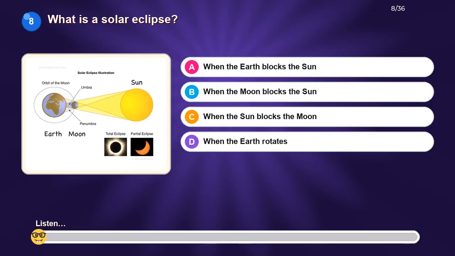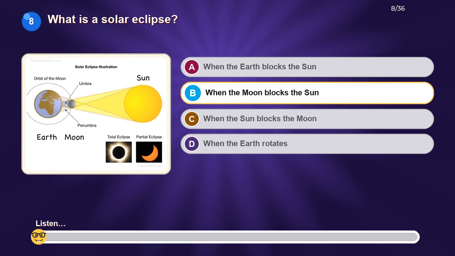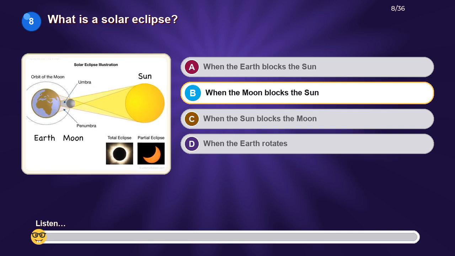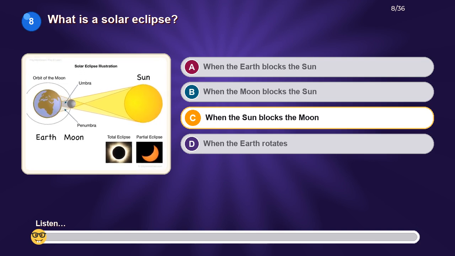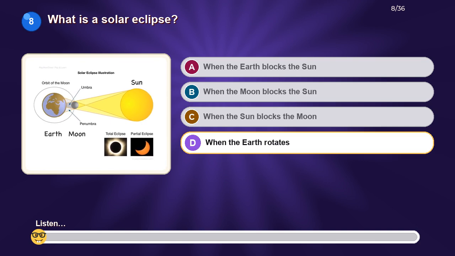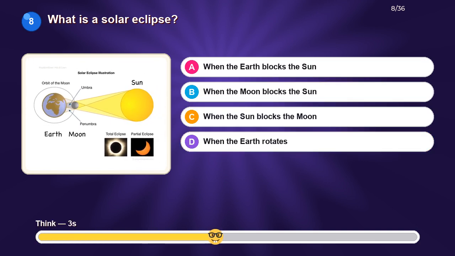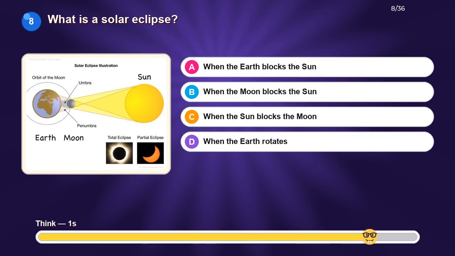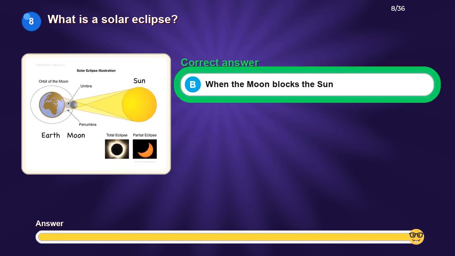What is a solar eclipse? Option A. When the Earth blocks the Sun. Option B. When the Moon blocks the Sun. Option C. When the Sun blocks the Moon. Option D. When the Earth rotates. The correct answer is when the Moon blocks the Sun.